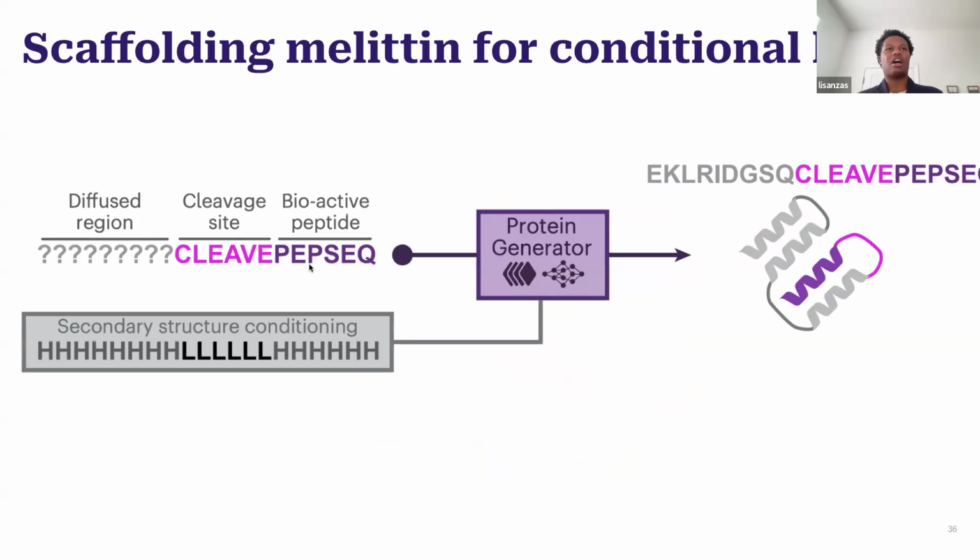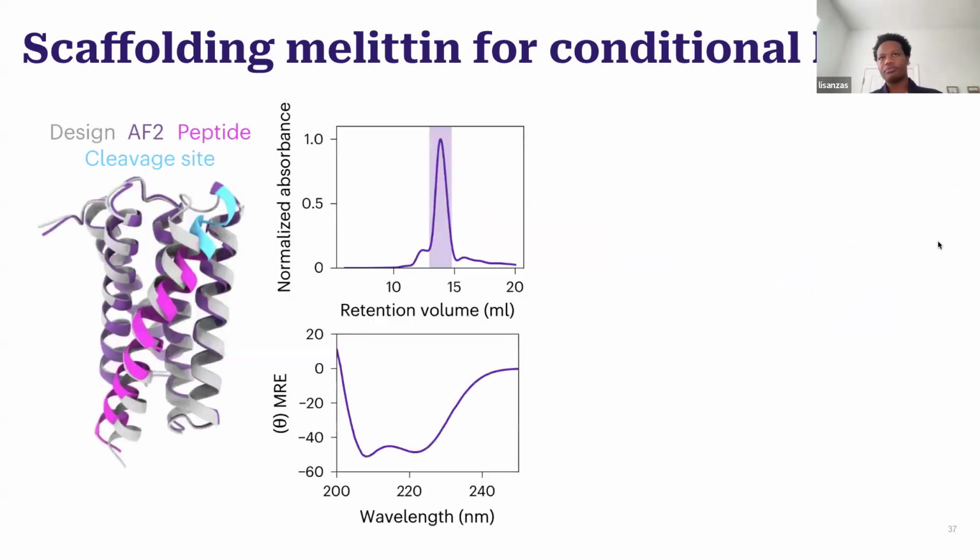And so in this case, we give the sequence for the furin cleavage site and the sequence for the melittin toxic peptide. The only secondary structure constraint we put on the model is at this cleavage site here, which we specify we want to be a loop. Then we give all the information to the model, and the model gives us a sequence-structure pair that agrees with its conditioning information.